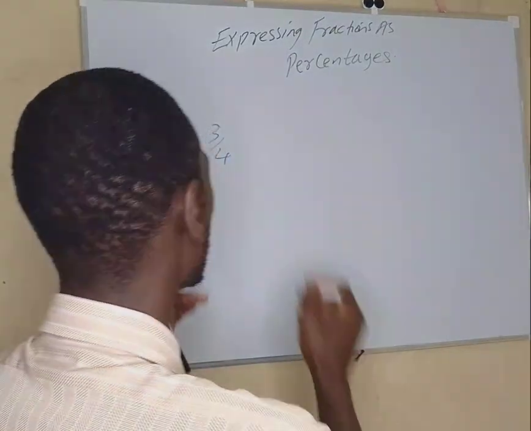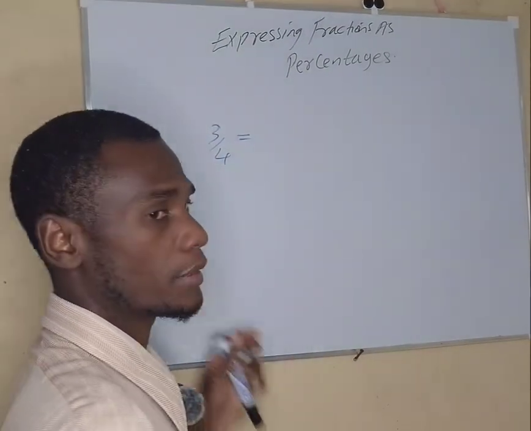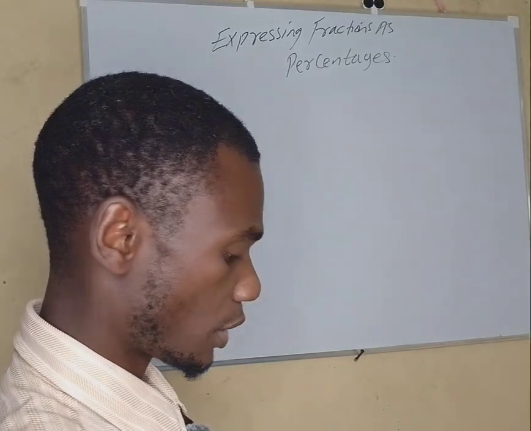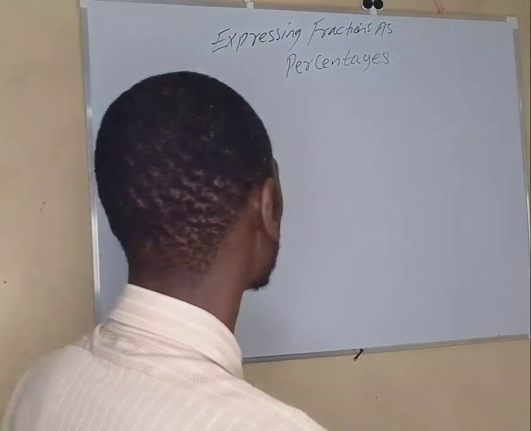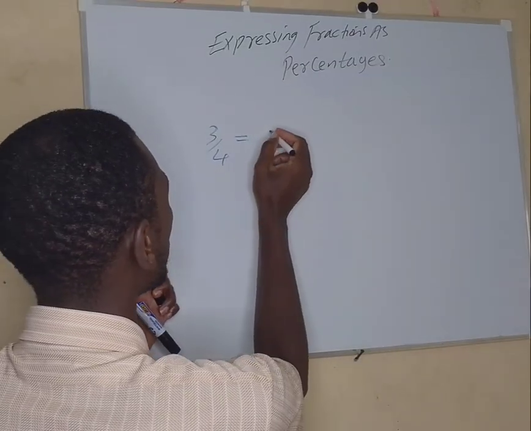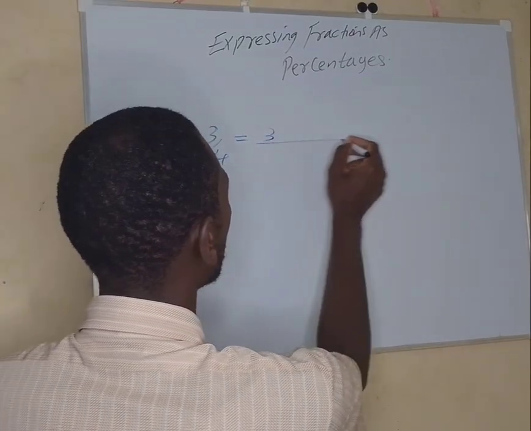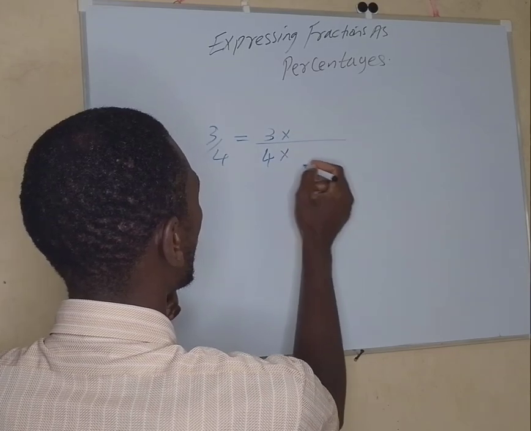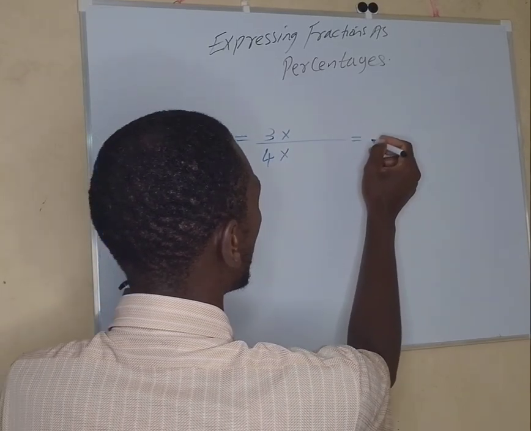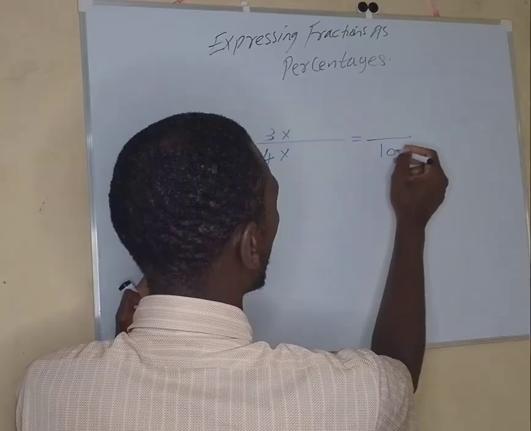So 3 over 4 expressed as a percentage. What are we going to do? It's the same thing. We will have the two numbers, 3 and 4, down here. Of course, the answer should always give us something over 100.